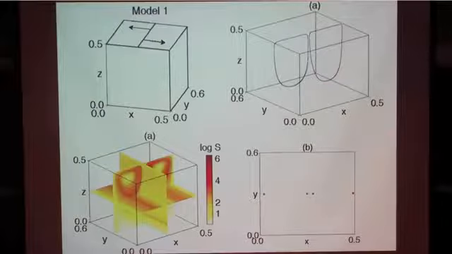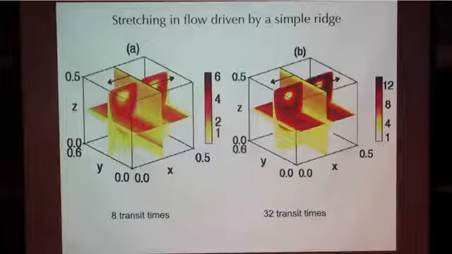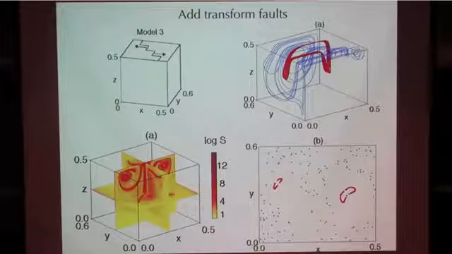But if I add a transform fault to that model, things become extremely complex. Okay? So now I've added some transform faults to this. I still have only two tracers, a blue one and a red one. And their particle paths now look like this. The blue one looks very complex. The red one looks a little simpler. And the Poincare map reveals some really interesting behavior. Every time that blue particle crosses the middle, you get a dot. And every time the red particle crosses the middle, you get a dot.